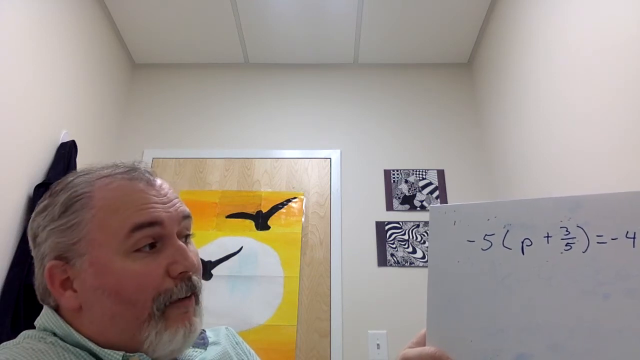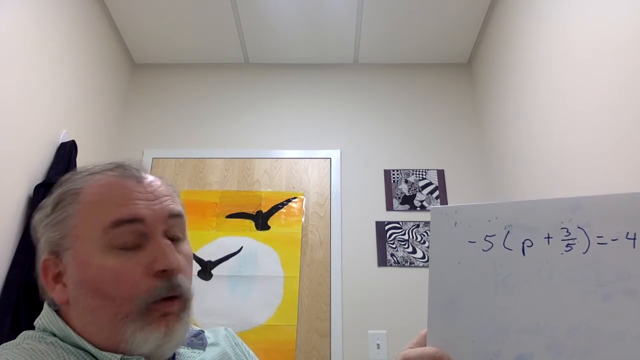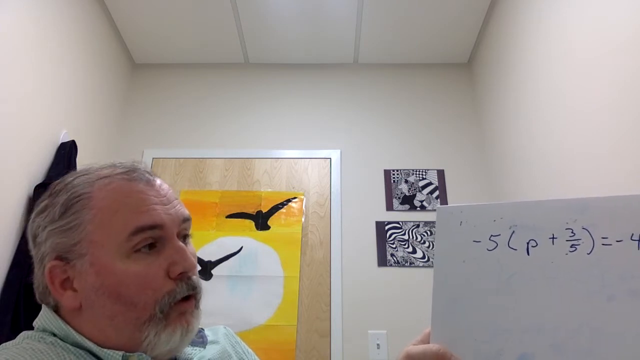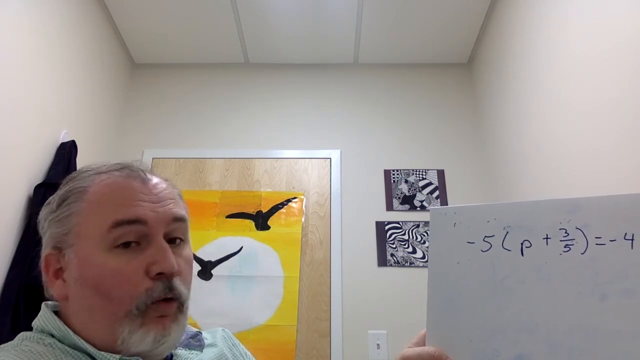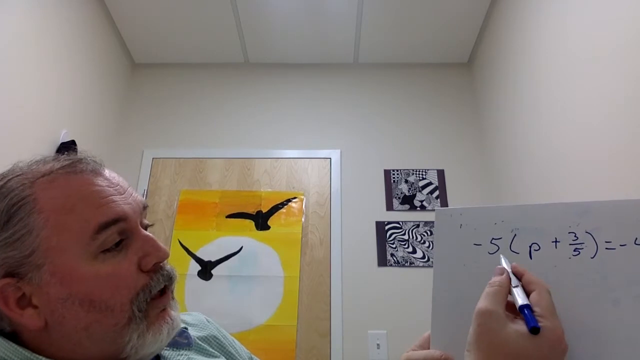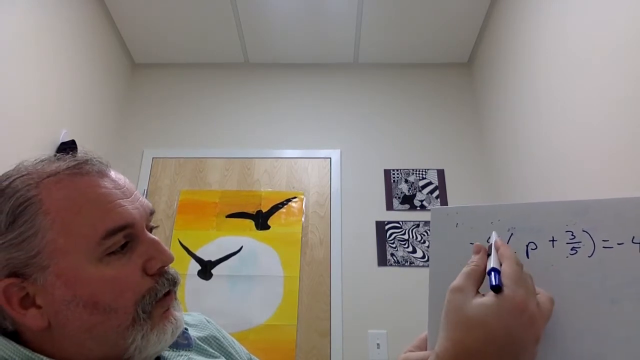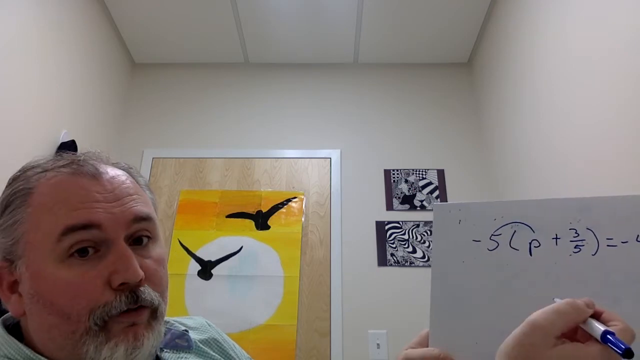So in this problem, we have negative 5 times p plus 3/5 equals negative 4. There are a couple of different ways that we can solve this, but I'm going to show you the most common way, and it's going ahead and doing the distributive property. The distributive property is telling me to take this right here and multiply it by everything on the inside. So we'll start there first.